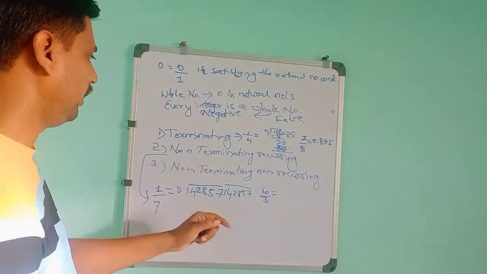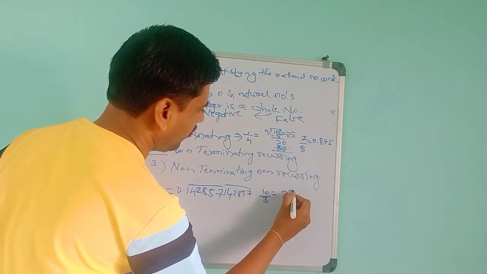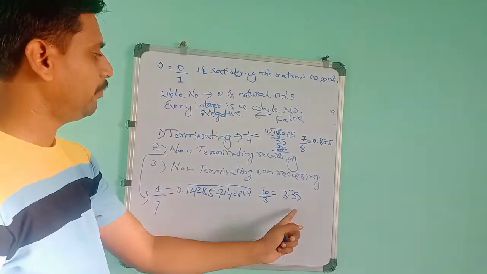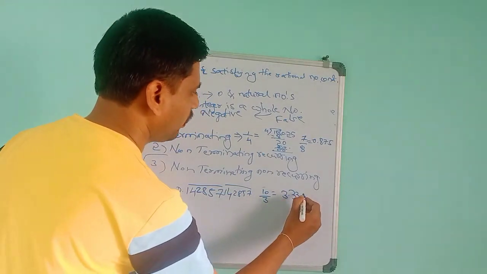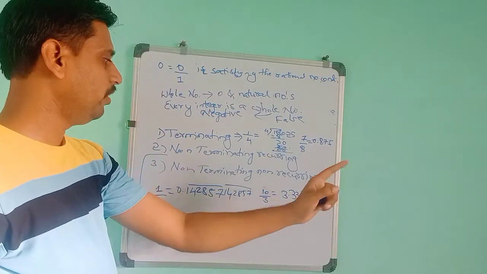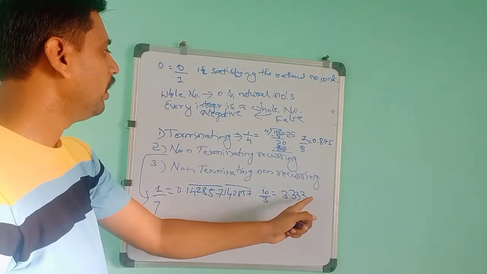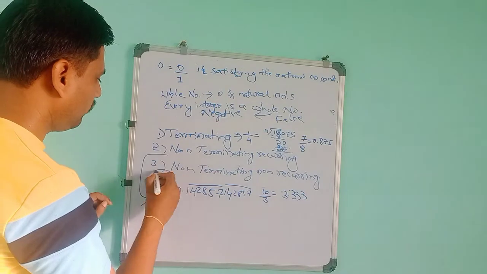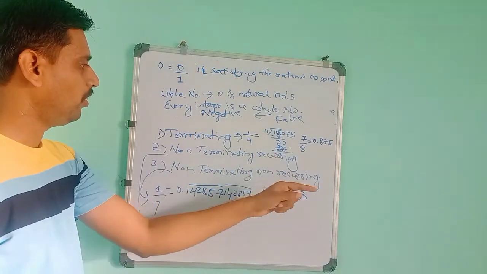10 by 3, here see 3.33. So it is non-terminating and 33 is repeating. 3.33, like that only it is repeating. So non-terminating recurring. And what is this non-terminating non-recurring means?